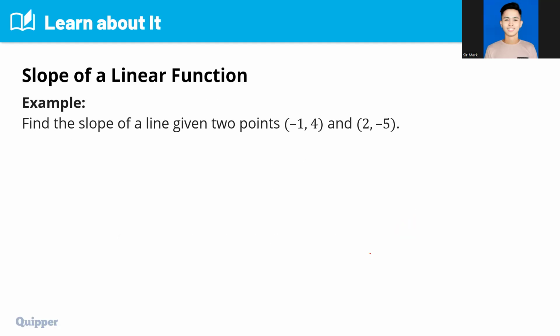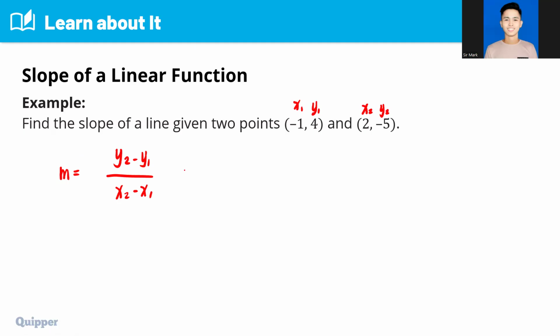Let's have an example. Find the slope of the line given 2 points, (-1, 4) and (2, -5). The first thing that you need to do is to label the coordinates. So we have x sub 1, y sub 1, and x sub 2, y sub 2. And then let's write the formula for the slope. It is given by y sub 2 minus y sub 1 divided by x sub 2 minus x sub 1.